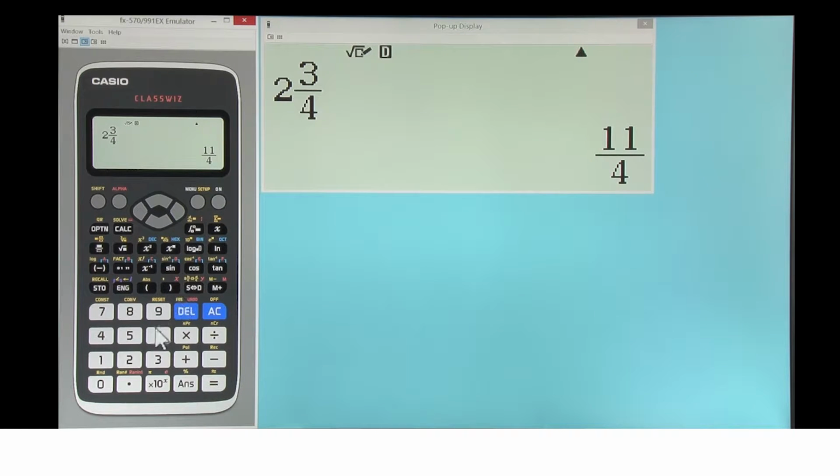The other way is to start with the number 2 to make 2 3/4, and then tap Shift and the fraction key, and you can see the familiar fraction symbols, 3, and move down to 4 and tap equals to get 2 3/4.